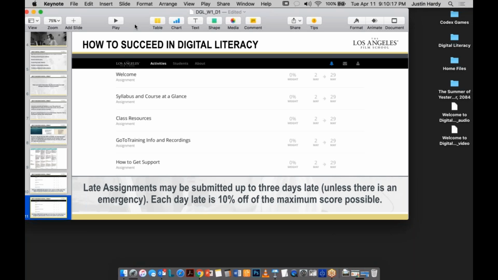So here's our late policy. Late assignments may be submitted up to 3 days late unless there's an emergency. So that's going to count on you guys communicating with us and letting us know if you have any sort of problems.